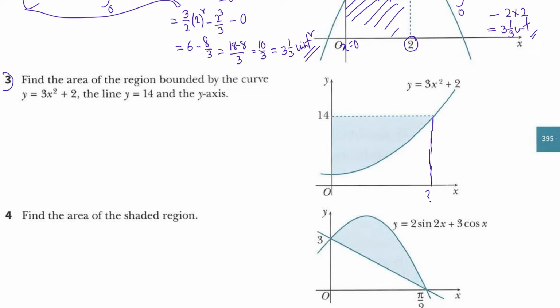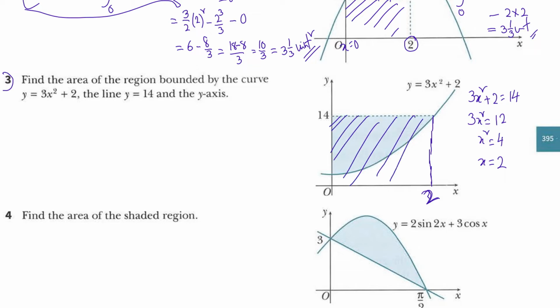So at this stage we are going to move to question number 3. We are considering 3x squared plus 2 equals 14 to get our value of x. So you can write 3x squared equals 12, x squared equals 4. So the x value we got is 2. This is plus or minus 2, but we consider it as 2. Now for the whole area, if we consider it as a rectangle, we would get 14 into 2.